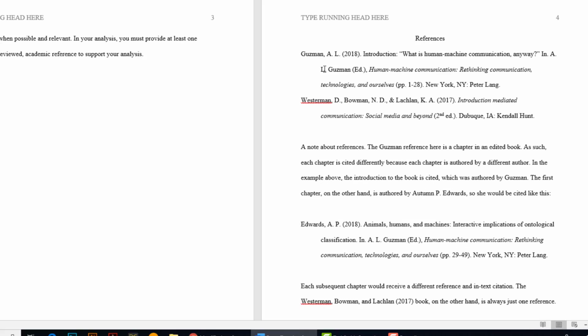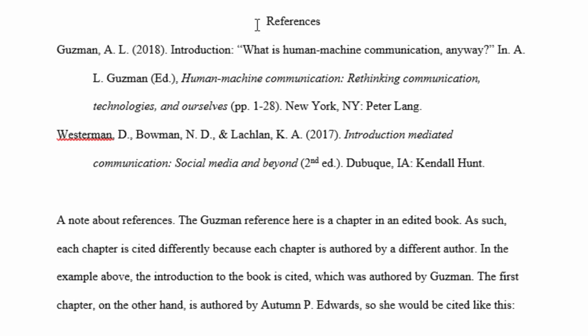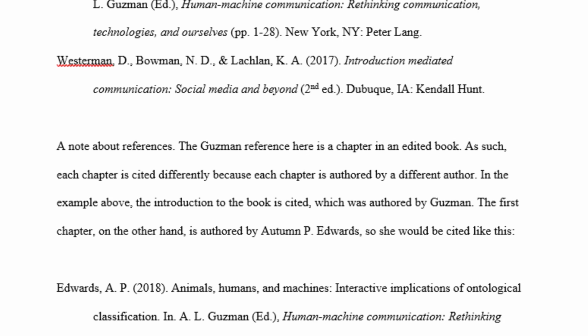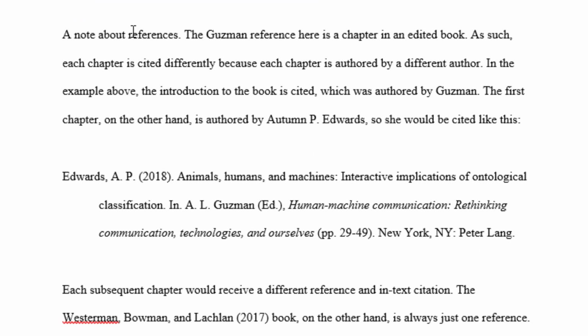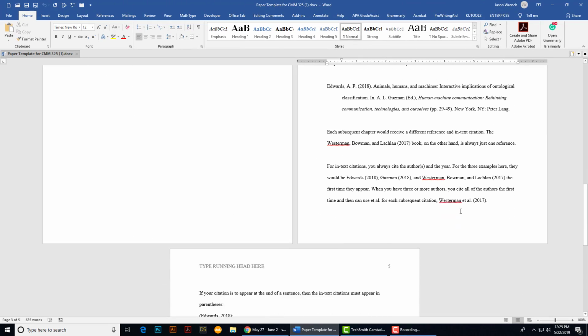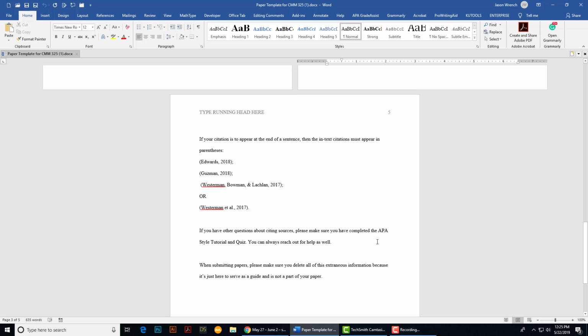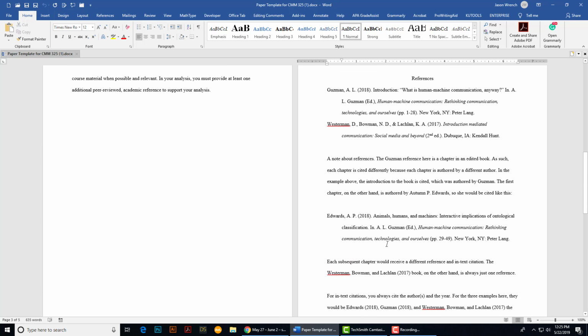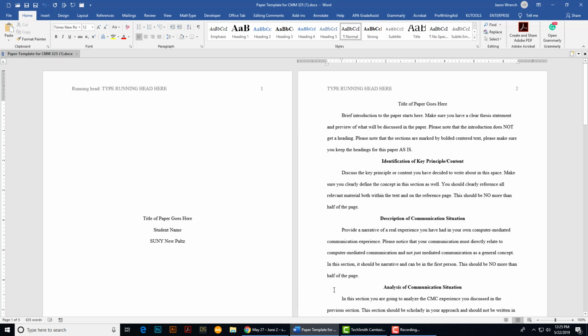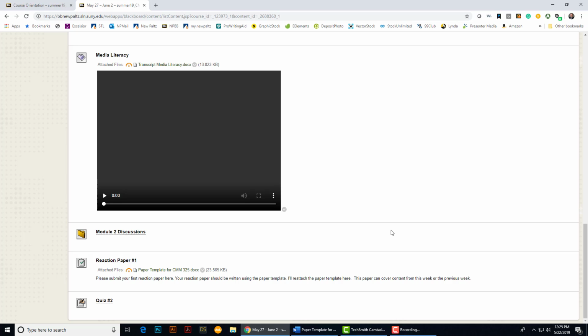I've also given you some basic explanations here on references. And because the Guzman book is an edited book, that means each chapter is authored by a different set of authors. You have to cite each chapter separately. And so I gave you an example of what a chapter in an edited book looks like right here. So again, I've gone through and tried to make this as simple for you as possible and giving you a lot of examples down here to, again, make this easy. So please, again, like I said, don't reinvent the wheel. Use the template as it is.